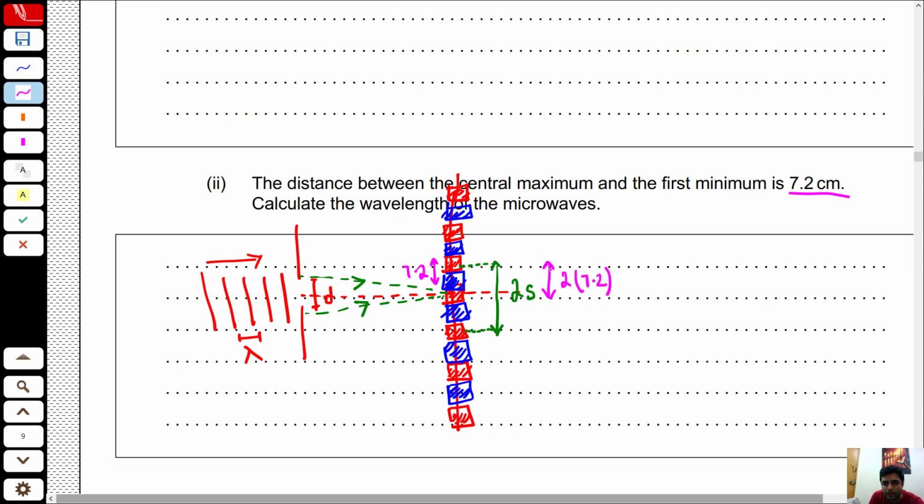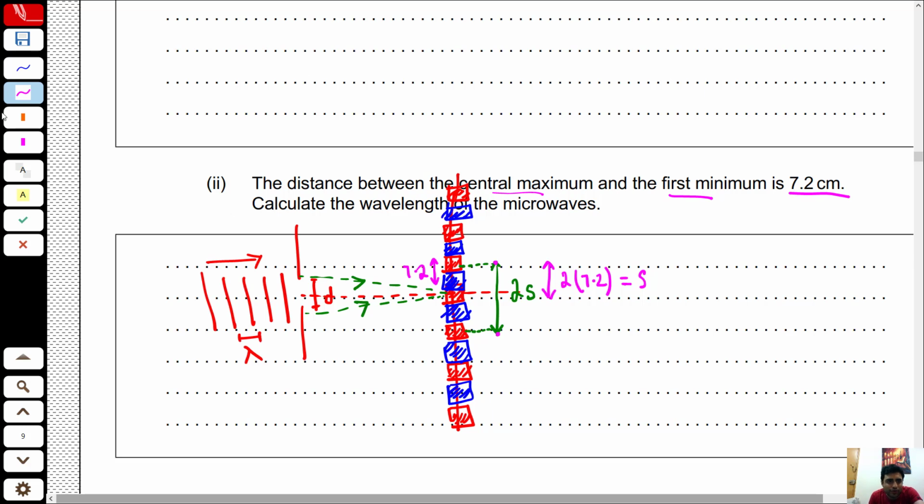And this distance is equal to s, because if the distance between the central maxima from here to here is 2s, then half of it will be equal to s. This half will be equal to s. And this half is actually double of this distance, what he is actually referring to, first minima and maxima, which is this.